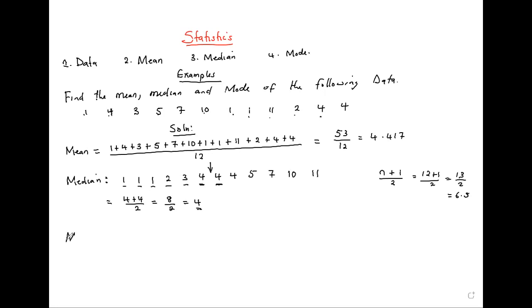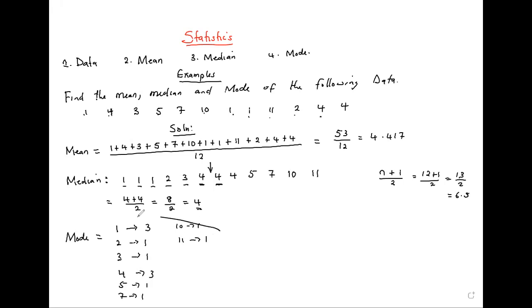Then the mode. For the mode, forget about arranging. You just count which number has got the highest frequency, which number appears more than the other numbers. So let's count. How many times do we have 1? So 1 appears 3 times. 2 appears once. 3 appears once. 4 appears 3 times. 5 appears once. 7 once. 10 once. 11 once.